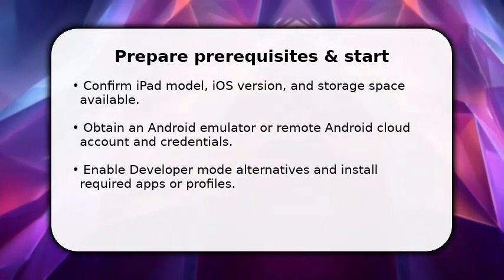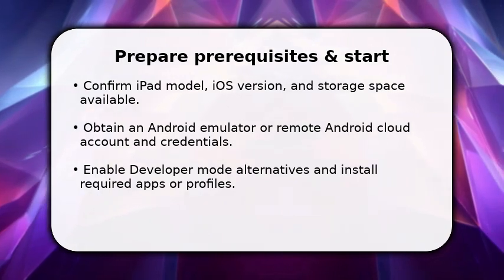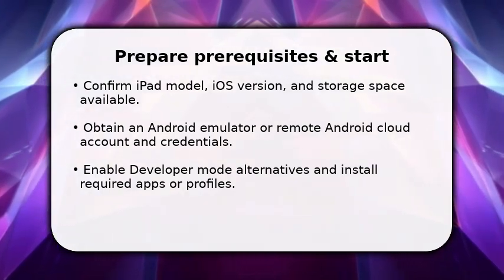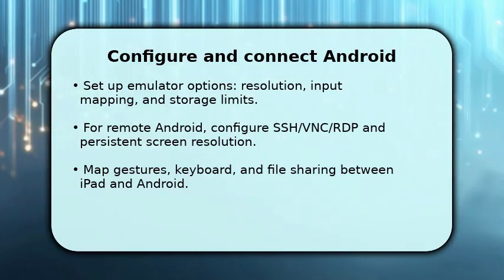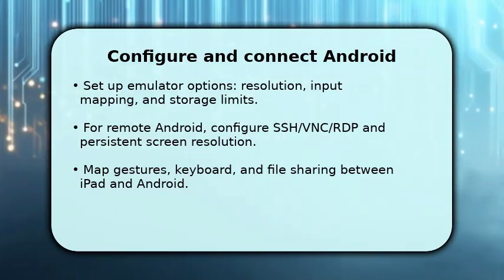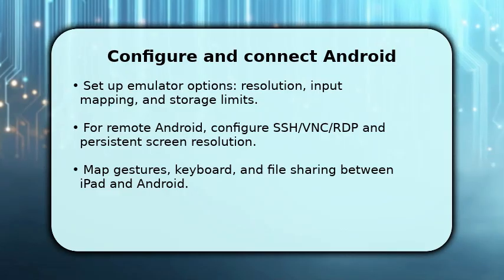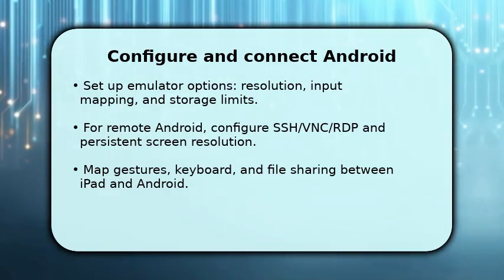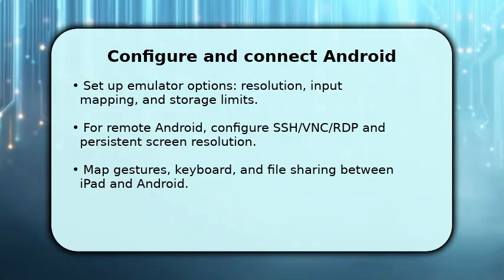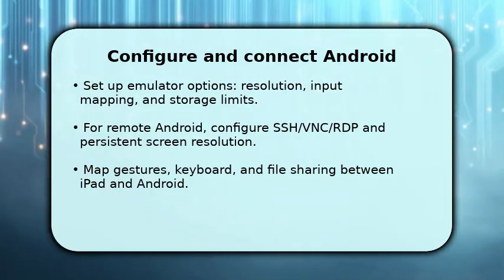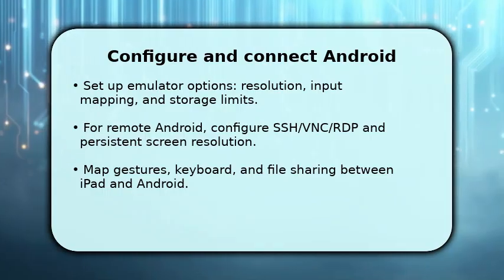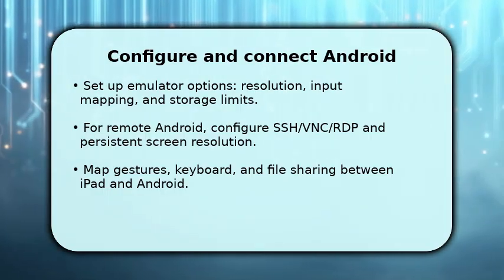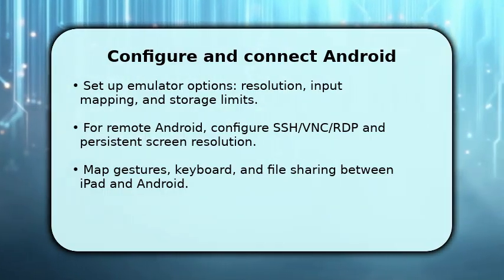Now that prerequisites and first installs are complete, move on to configuration. You now configure the Android environment. Adjust resolution and display density so apps render properly. Map touch gestures to mouse events when needed. Once configured, enable file sharing and clipboard sync so you can move photos and text seamlessly. If using a remote Android, establish a secure connection and pin login credentials.